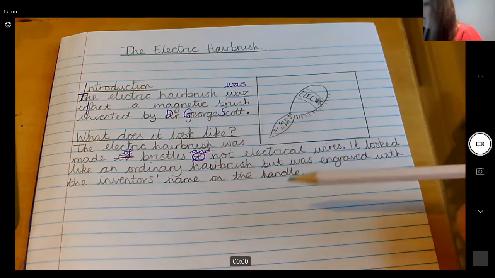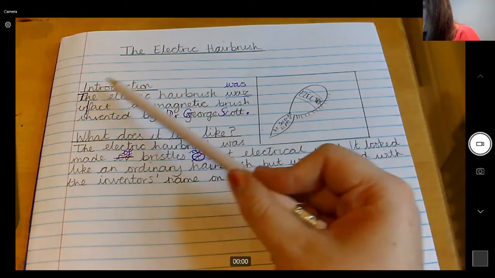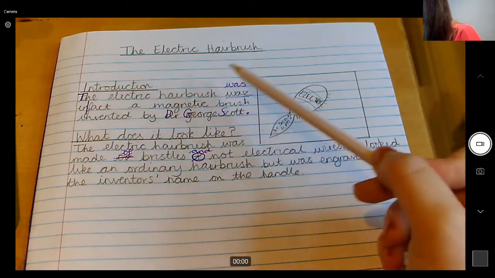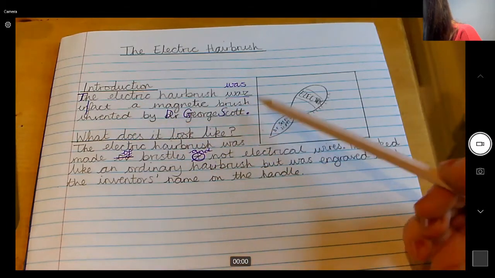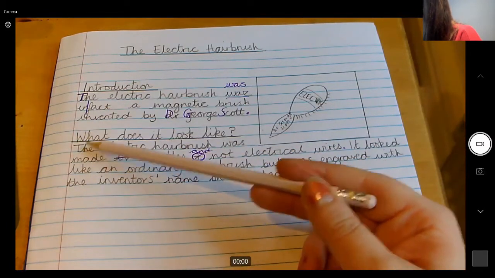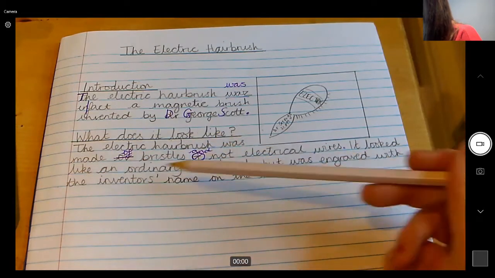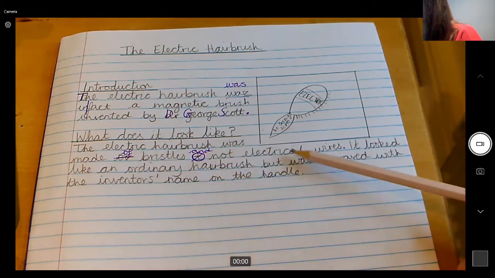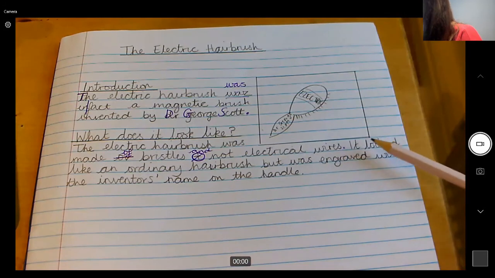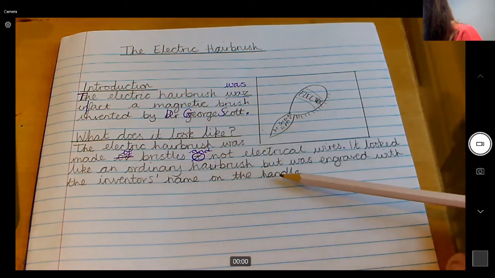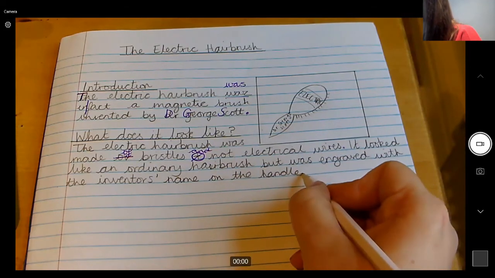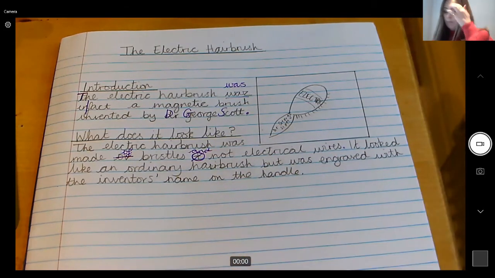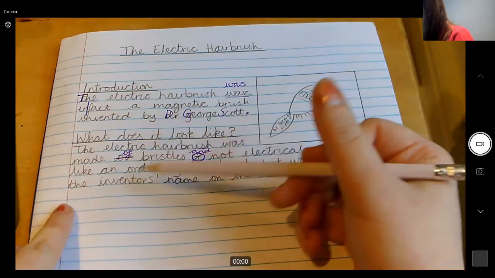Okay, now that I've finished my first two paragraphs, I'm going to read through them to make sure that they make sense. So, introduction. The electric hairbrush was in fact a magnetic brush invented by Dr. George Scott. Good, that makes sense. What does it look like? The electric hairbrush was made of bristles and not electrical wires. Full stop. It looked like an ordinary hairbrush, but was engraved with the inventor's name on the handle. And there's my full stop there.